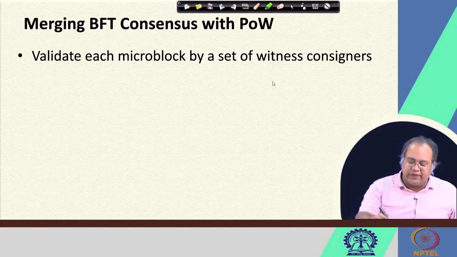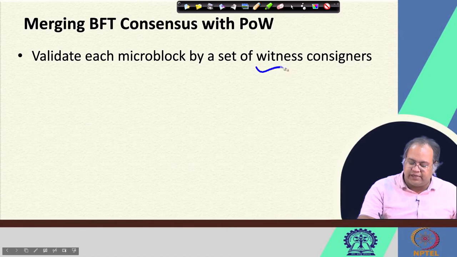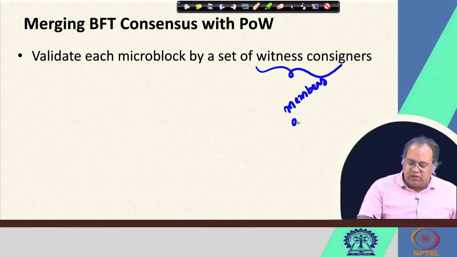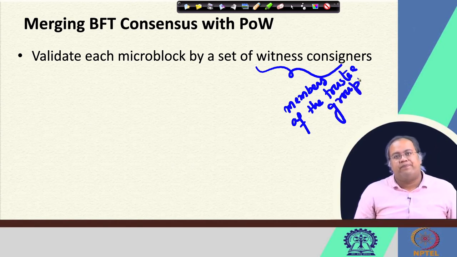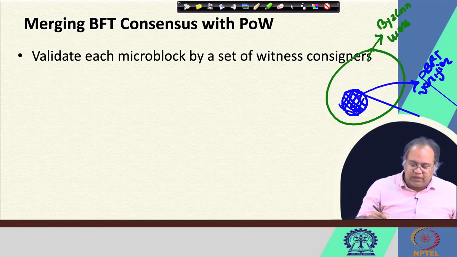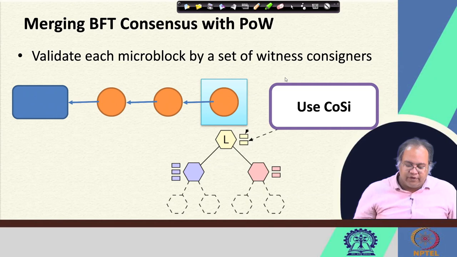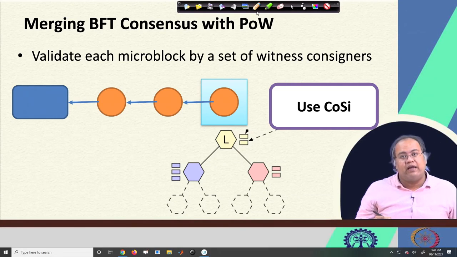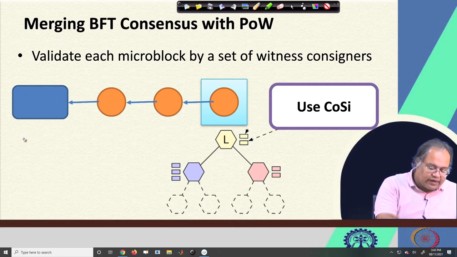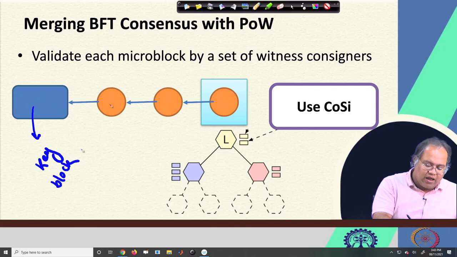Well, so who are these witness cosigners? These witness cosigners are the members of the trustee group that we are talking about. Well, and how does it work? I have the structure for the Bitcoin NG. So, in Bitcoin NG we had this key block and other microblocks.